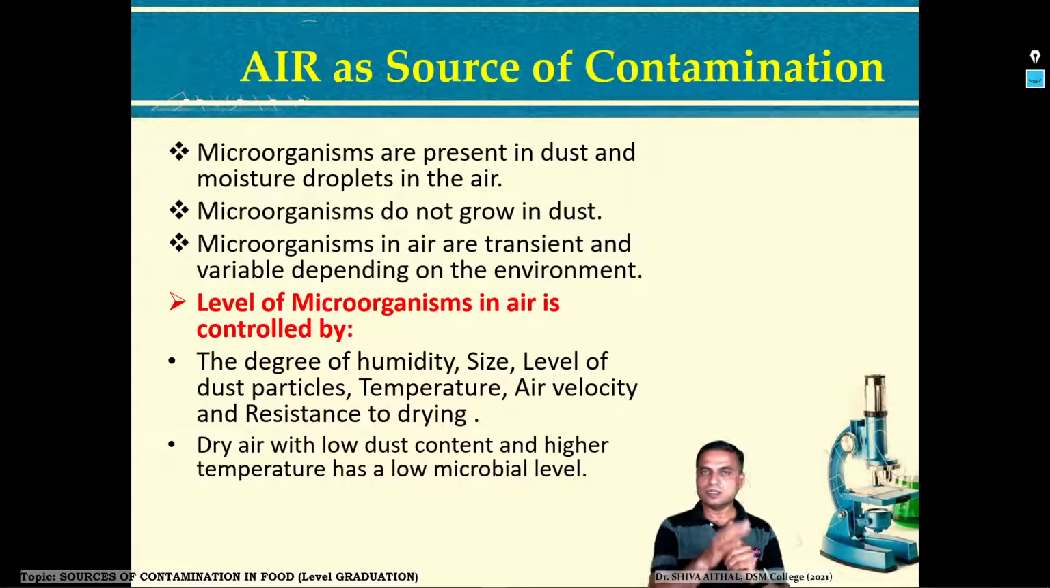Level of dust particles: minimum, 0. Temperature should be very ambient. Air velocity and resistance to drying. Air velocity: if it is turbulent air, you don't have fans in the kitchen. Why? Think about it. It is not always due to the fire, but it is also due to the circulation of microorganisms. And drying of the food should be avoided by controlling the humidity.